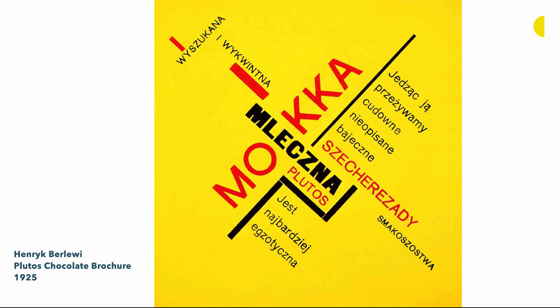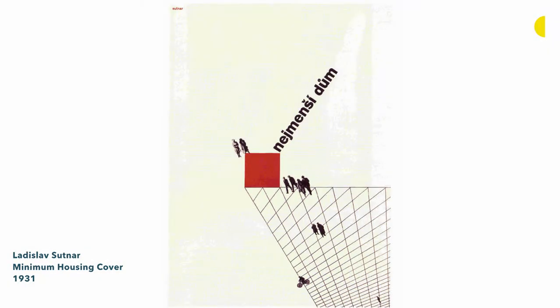Now here we see some of those examples I told you about how this movement traveled to other countries. I love the layout of the typography and these rules. Seems like this would be a beautiful business card, but it's actually a brochure about chocolate. A piece by Sutnar for minimum housing, created in 1931. And again, that wonderful use of the rectangle and the grid lines really brings a lot of order and interest to the piece.